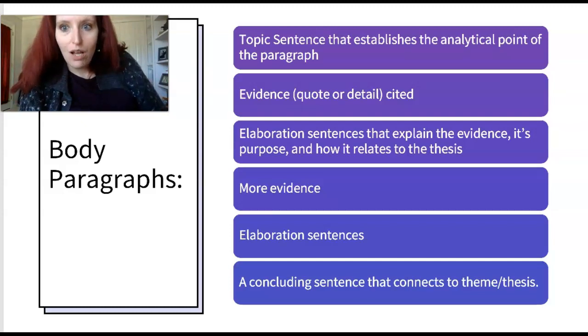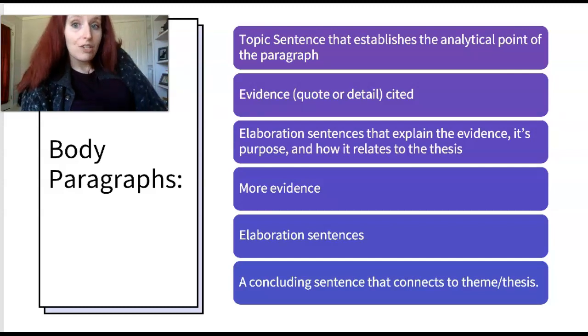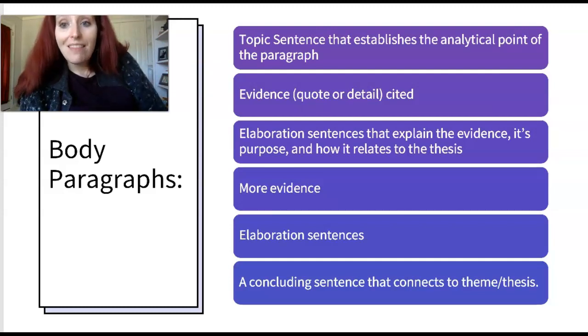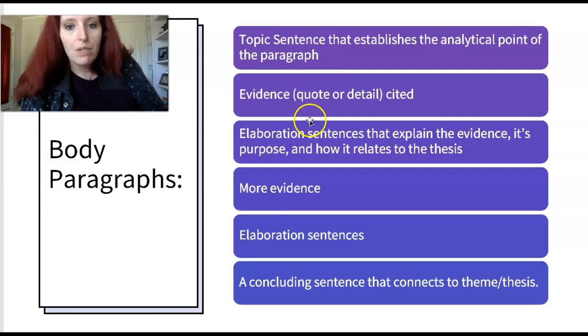or some sort of textual source. So it should be a clear point that you are going to make about the text as your topic sentence. After you do that, then you can lead your way into some context, some evidence where you quote and provide details of the text that are cited. And then the important part are these elaboration sentences that explain how the evidence relates to the point that you're trying to make, the point of your topic sentence.